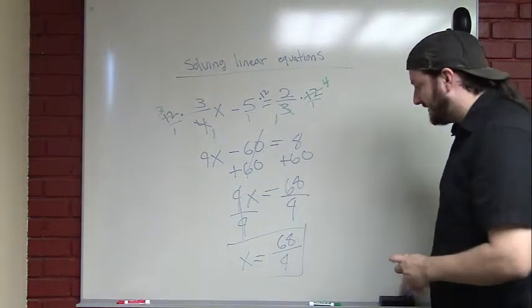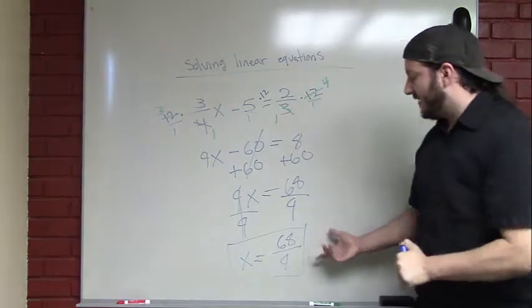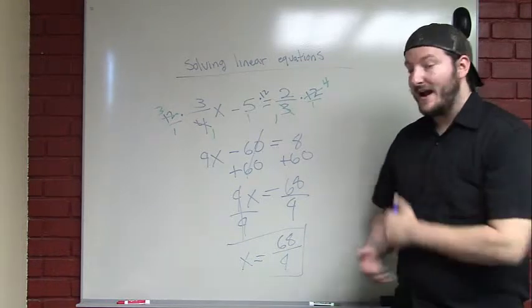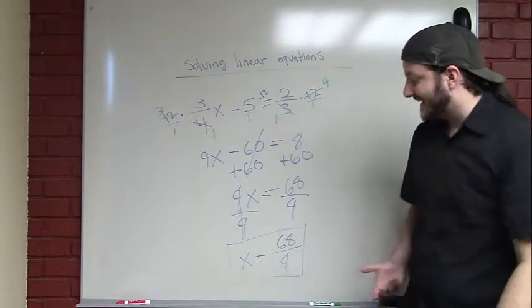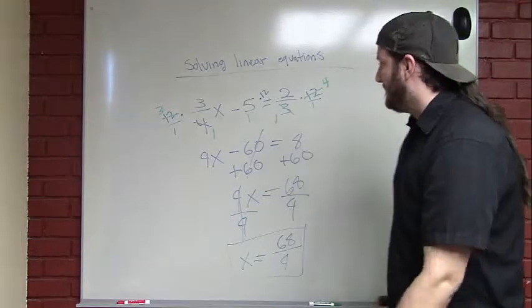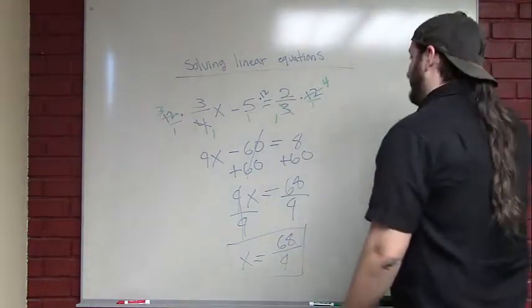Whenever you have a fraction like that, you always want to see if it reduces. In this case, it won't reduce. So if the fraction does not reduce, you just leave it. That is your answer. Your answer is 68 over 9. It's ugly. Nonetheless, it's still an answer, okay? And that's that problem. On to the next one.